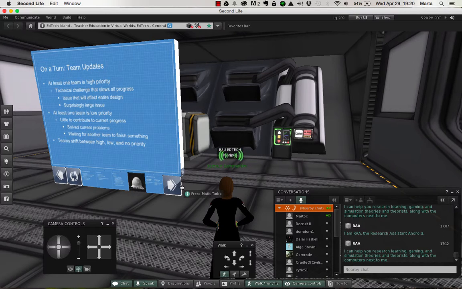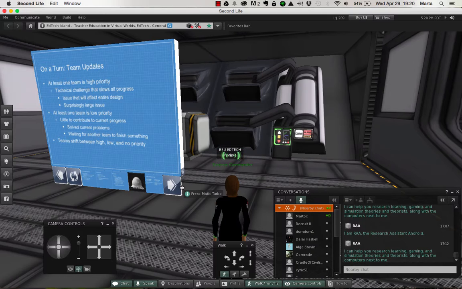Or it could be that the team has just hit a much, much bigger hurdle than they ever anticipated, something that slows everything down until that's addressed. And so there would be some incentive to really push more resources into that team, get them more personnel or more space. And then at least one team would be low priority.